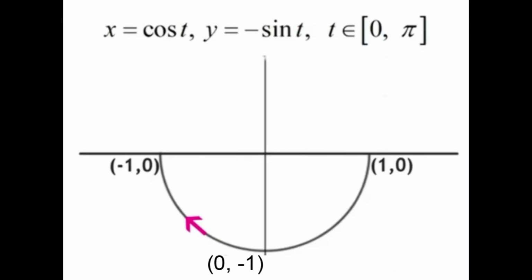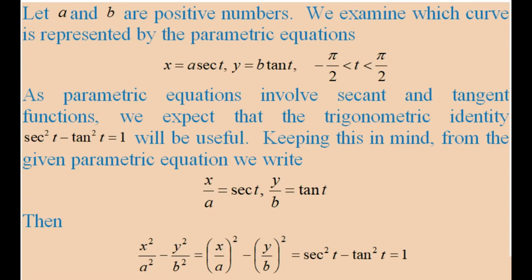At the same time, the parameterization x = cos t and y = negative sin t, where t varies over the closed interval 0 to pi, represents the lower semi-unit circle shown in the figure. Let's consider one more example.